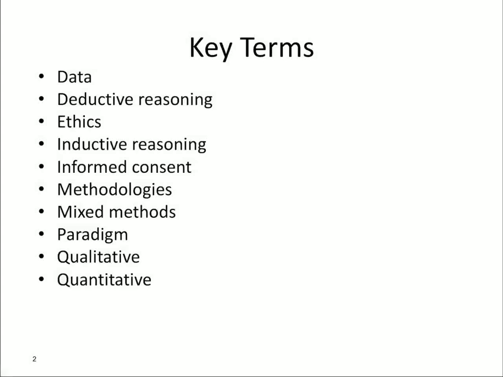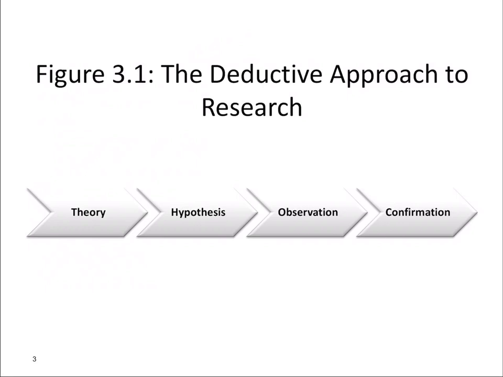This is an overview for Module 2. There are several key terms that you will learn based on Chapter 3, which is the data, deductive reasoning, ethics, inductive reasoning, informed consent. You will learn about methodologies of research. You'll learn about mixed methods of research. You'll learn what a paradigm means and what the paradigms of research are. You will also learn the difference between qualitative and quantitative research.